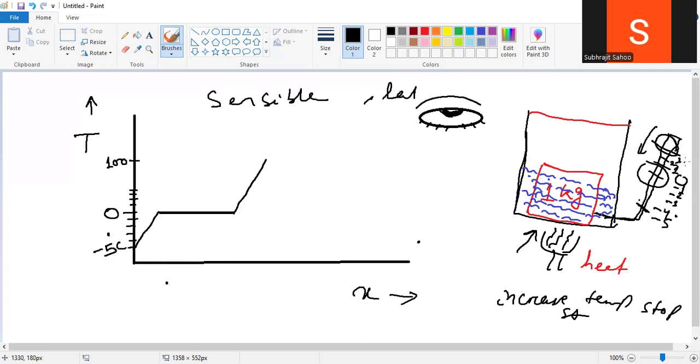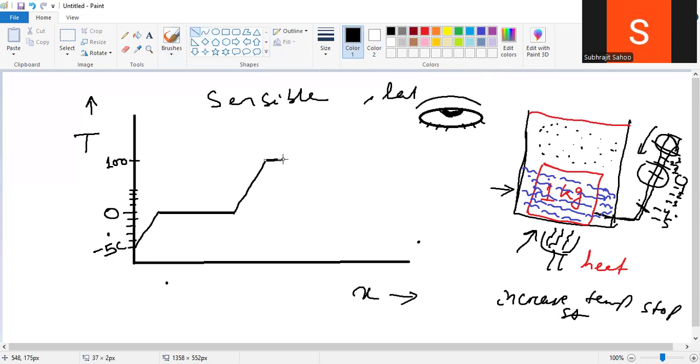Sir, when it reaches 100 degrees, once again my thermometer will stop. It will not change the reading. Sir, until what time? Until all the liquid particles, 1 kg of liquid particles, are converted to gas particles. It will not change the temperature reading. It will remain at 100 degrees. So that value also I'll record in the graph.